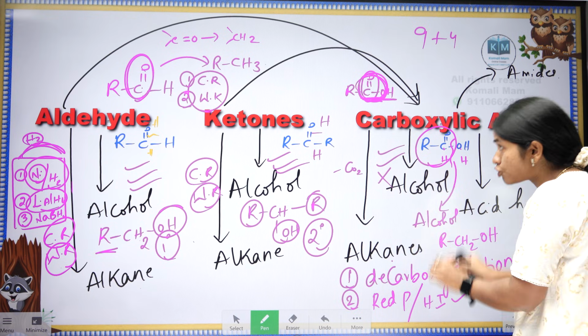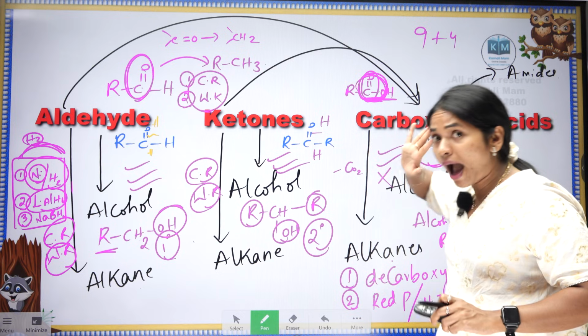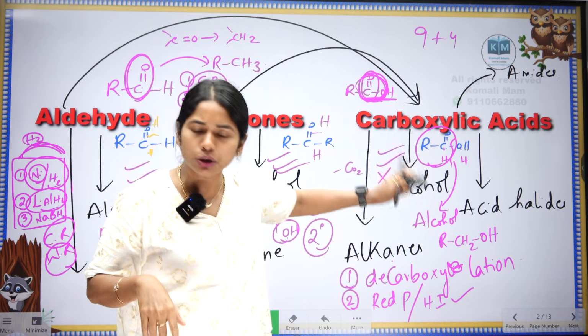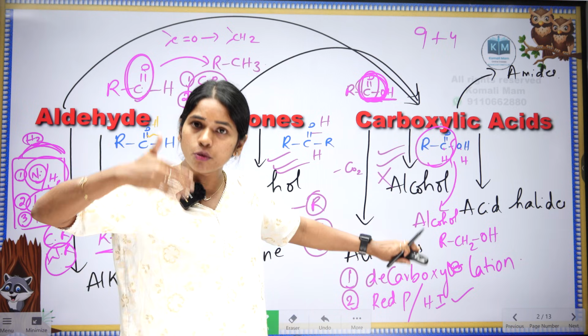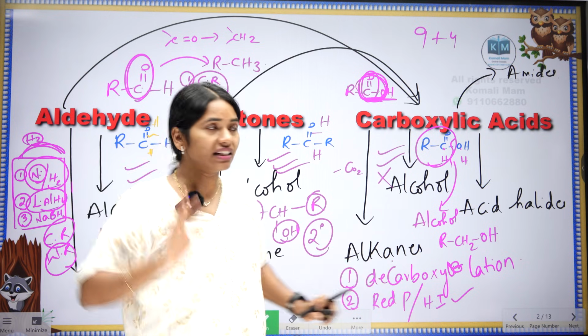I will write it and show you the skeleton. If you have this in your grip, you will do multi-step conversions. Without knowing this, how many conversions can you do? No possibility from this chapter. You don't get that grip.